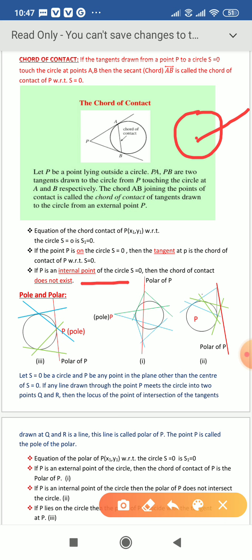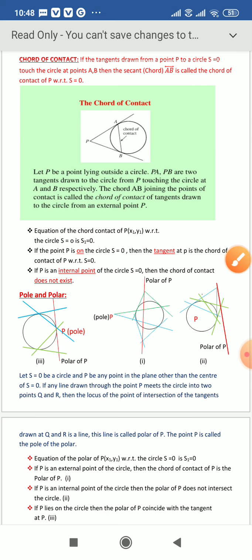So to find the chord of contact, first you observe whether the point is internal or not. For that we find S11. If S11 is less than 0, the point is an internal point. For an internal point, the chord of contact does not exist. We simply write that the chord of contact does not exist.